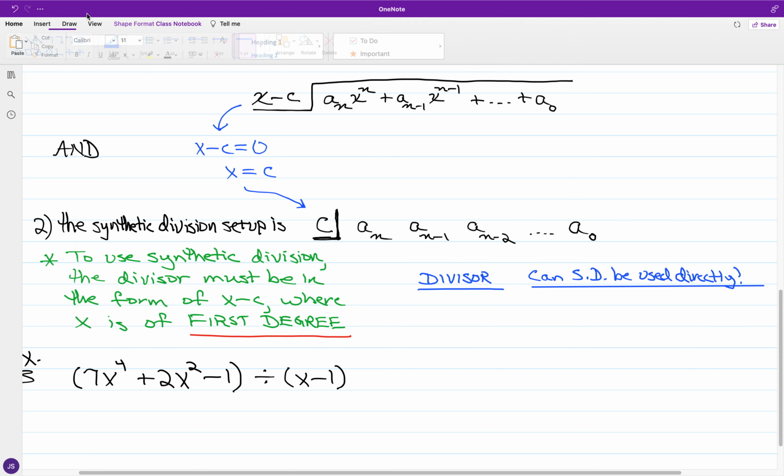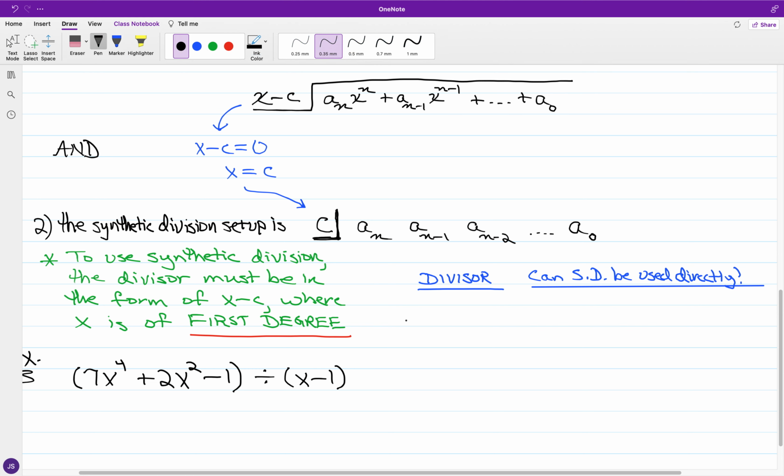Now let's say we have, in the first case, the divisor x minus 7. So if your divisor is like in the case of x minus 7, x is a first order, and so in this case synthetic division can be used.